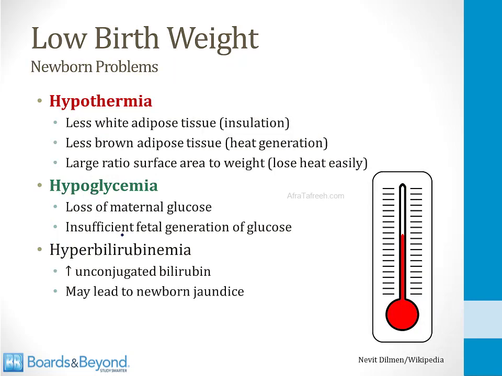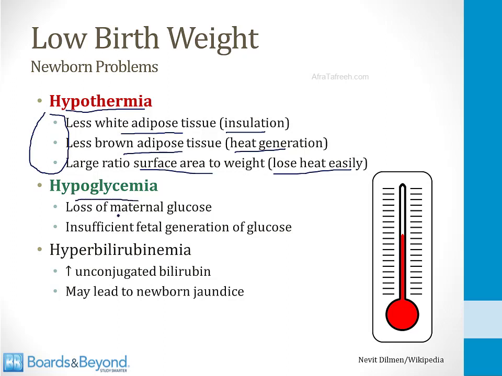So what are some of the problems that newborn babies encounter if their birth weight is low? First of all, they often have hypothermia. They have less white adipose tissue, which is used for insulation. They also have less brown adipose tissue, which is found in babies and is useful for heat generation. In addition, they have a large ratio of surface area to size, so they lose heat easily. So for all of these reasons, maintaining a normal body temperature is often difficult for babies that are born at a low birth weight, and they are often kept warm in a nursery for several weeks until they get a little bit bigger.